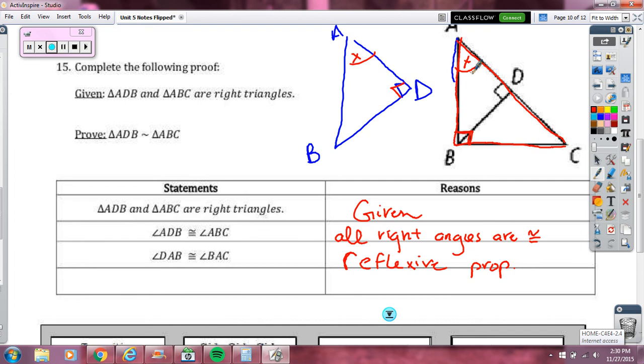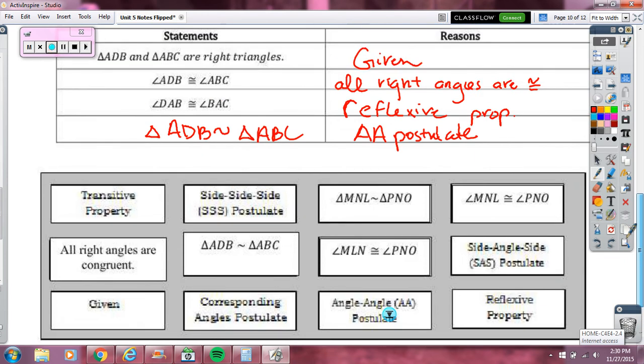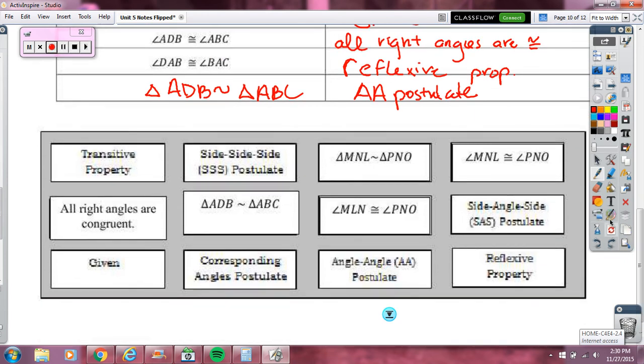And then when I look at what I've got, the reason that the two triangles will be similar, they both have two angles in common. So once again, angle postulate. Let's see, so triangle ADB similar to triangle ABC. Oh, whoop, I guess I could have used my answer bank down here. My bad.